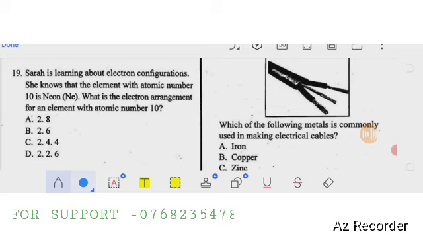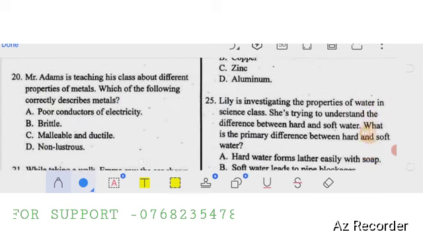Question 19. Sarah is learning about electron configuration. She shows the element with atomic number 10 is neon. So what is the electron arrangement for an element with atomic number 10? We start with the first energy level, which has 2 electrons, comma, the second has 8. So when we add 8 plus 2, we get 10. So automatically our answer becomes A. It's called electron arrangement or electron configuration.